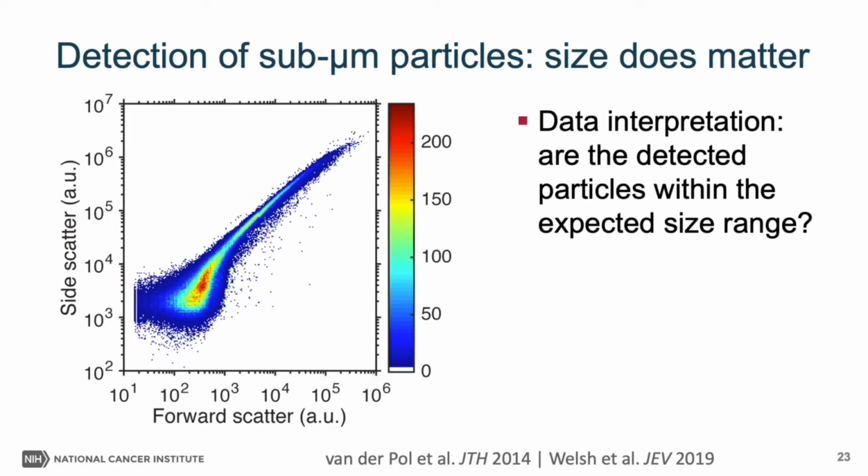Here you can see the side scatter versus forward scatter of extracellular vesicles and other particles found in human urine. Please note that these axes have arbitrary units, and therefore it's not possible to confirm whether the detected particles are within the expected size range. So also for data interpretation, size does matter.